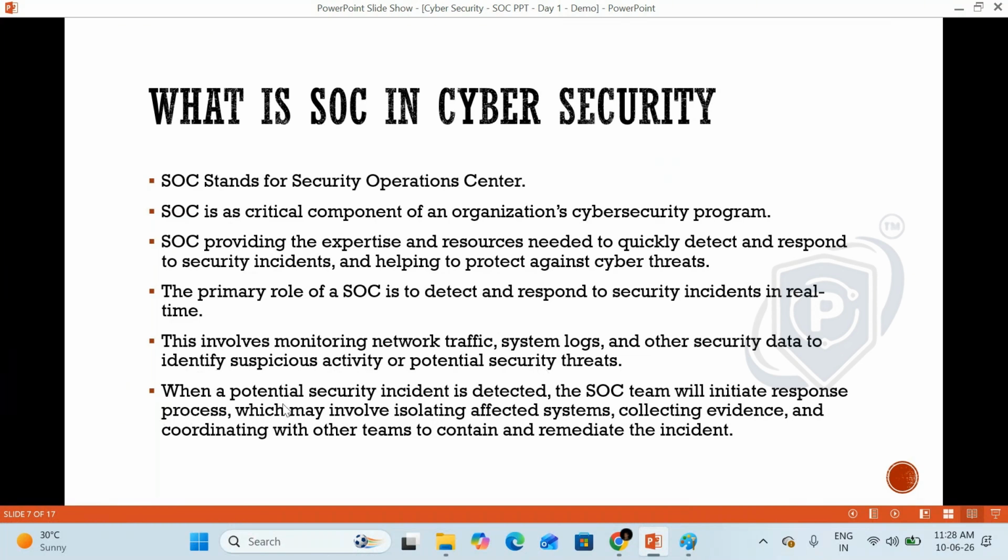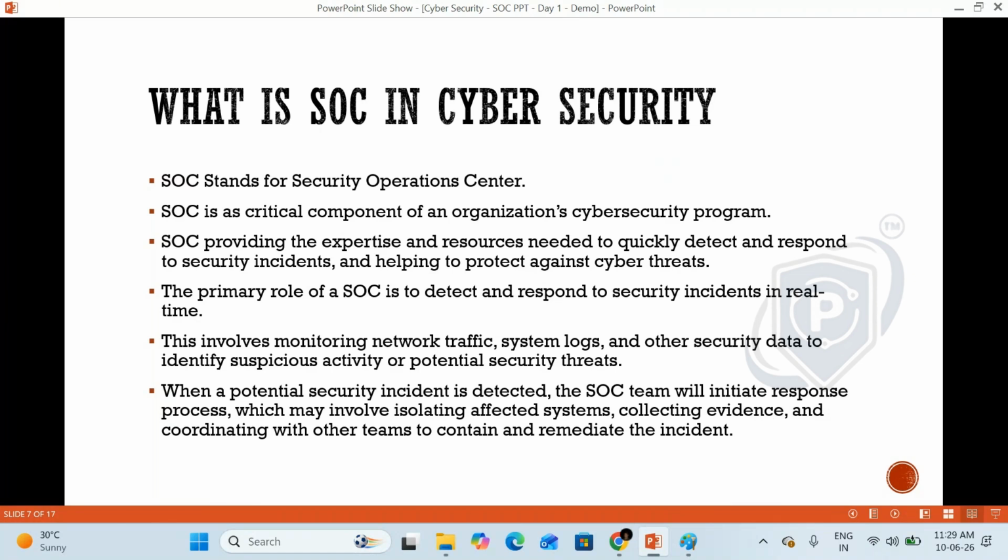So when a potential security incident is detected by the SOC team, they initiate a response process, which may isolate affected systems, collect evidence, and coordinate with other teams to contain and remediate the incident. The main duty of SOC is the L1, L2, L3 roles completely. First, you need to understand the incidents and the suspicious activity, and after that investigate how much impact was created. After that, we connect to the concerned teams and create remediations also. Understand, sir? Yes, sir.